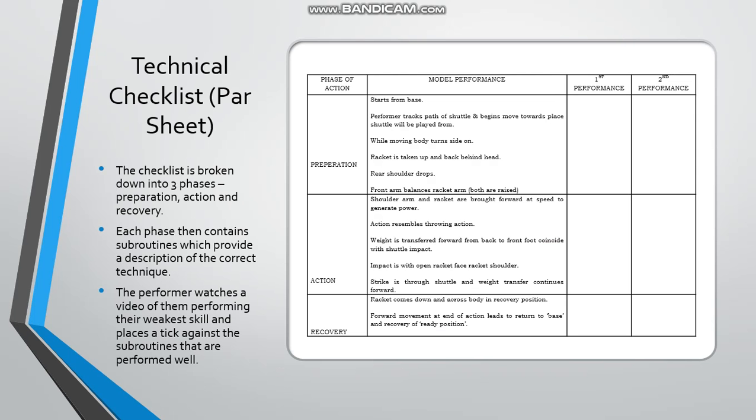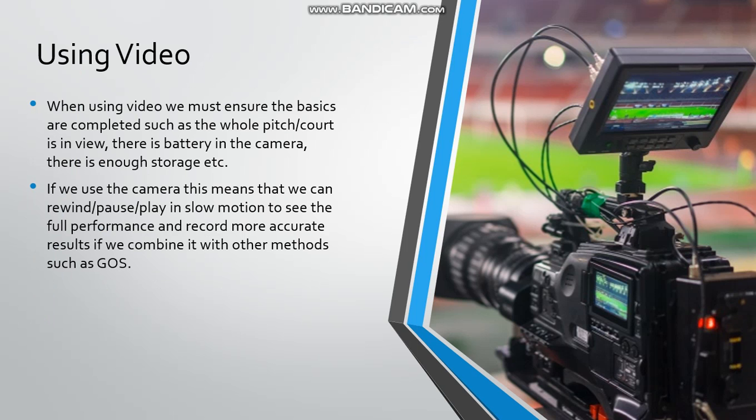So on the left we've said, yep, the checklist is broken down into 3 phases, which we can see. Each phase contains subroutines, which provide a description of the correct technique, which we've gone through, and obviously there are 3 different phases during the game. So they're obviously different actions or subroutines. And the performer could watch a video of them performing their weakest skill and place a tick next to the subroutine. We'll come on a wee bit more about videos later as well.